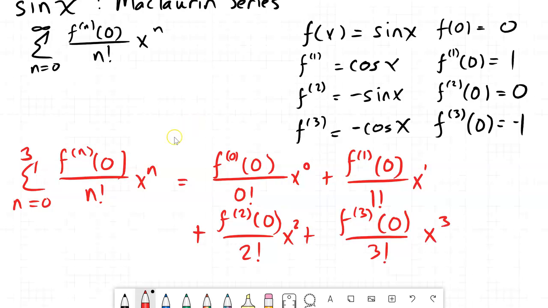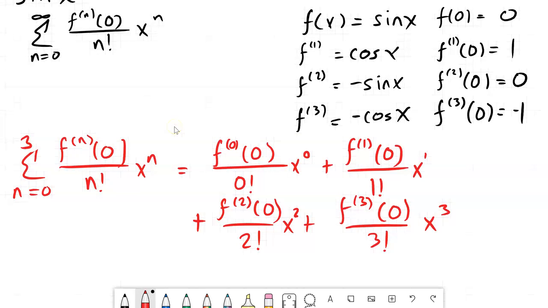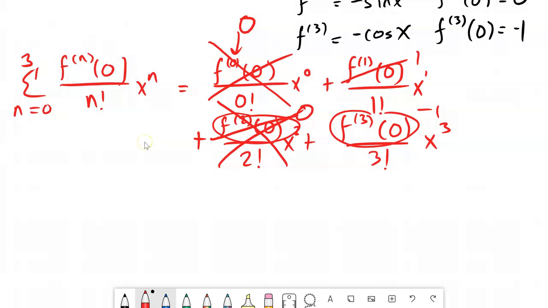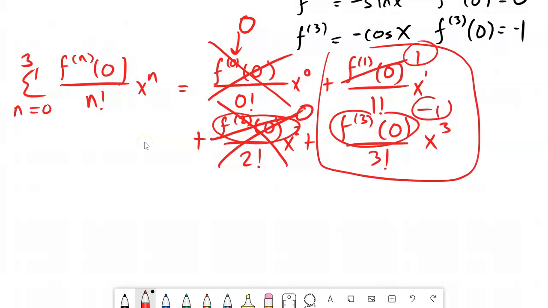So now we just start filling it in. I know this is 0. The first derivative evaluated at 0 is 1, so this goes to 1. The second derivative here goes to 0. And the third derivative goes to negative 1. So we see this cancels out and this cancels out. So what do we get? We get only these two terms, which I found to be 1 and negative 1 as the part that this numerator evaluates to.